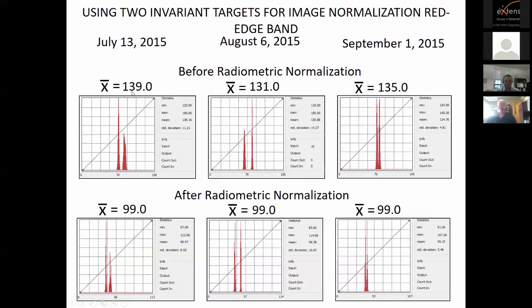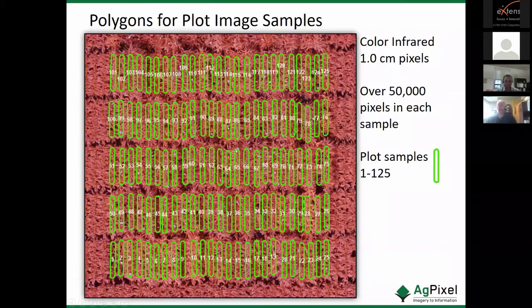And the average for this particular plot on July the 13th was 139, on August 6th it was 131, and on September the 1st it was 135. After we normalized by using the calibration panel, the values were 99, 99, and 99 on the calibration panels. But that doesn't change the fact that canopy geometry is changing, and so you're going to get differences depending upon the geometry of the canopy at the time of the overflight.